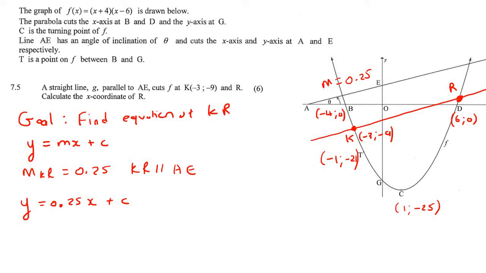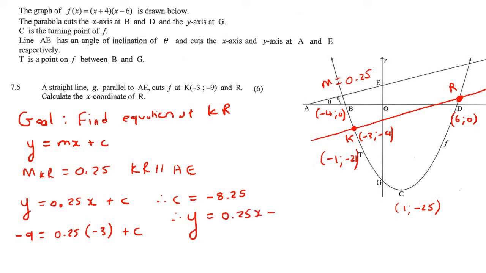Now to find c, we have to plug in a point on this line. But that's okay, because we have the coordinates of K. So we can just plug in minus 3 and minus 9, and then we can calculate the value of c. And if you do that, you would find out that c is minus 8.25. So therefore, the equation of KR would be y equals 0,25x minus 8,25.